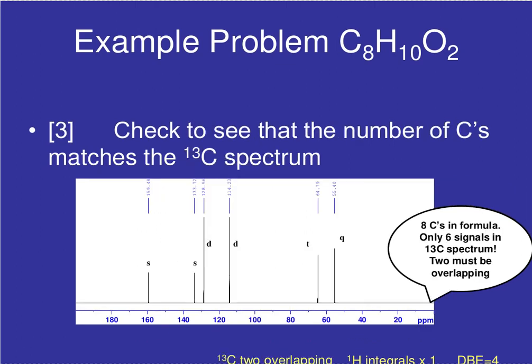Then you've got to do the same thing in the carbon spectrum. Just check that the number of carbons you see matches. So we should have 8 carbons here. There's no solvent signal for us to worry about, but let's have a look at the remaining signals. We've got 1, 2, 3, 4, 5, 6. So we are missing 2 carbons in the carbon-13 spectrum. That means that 2 carbons are overlapping, and the most likely suspects are the more intense signals.